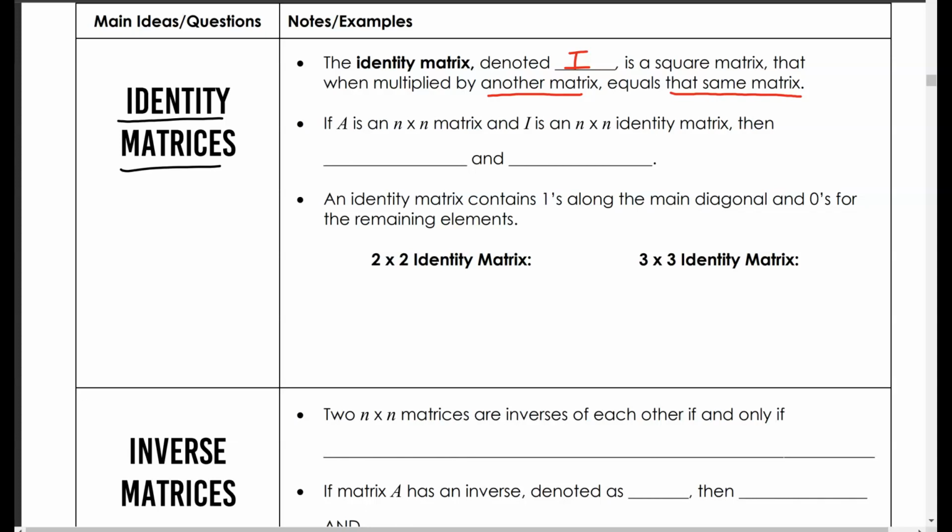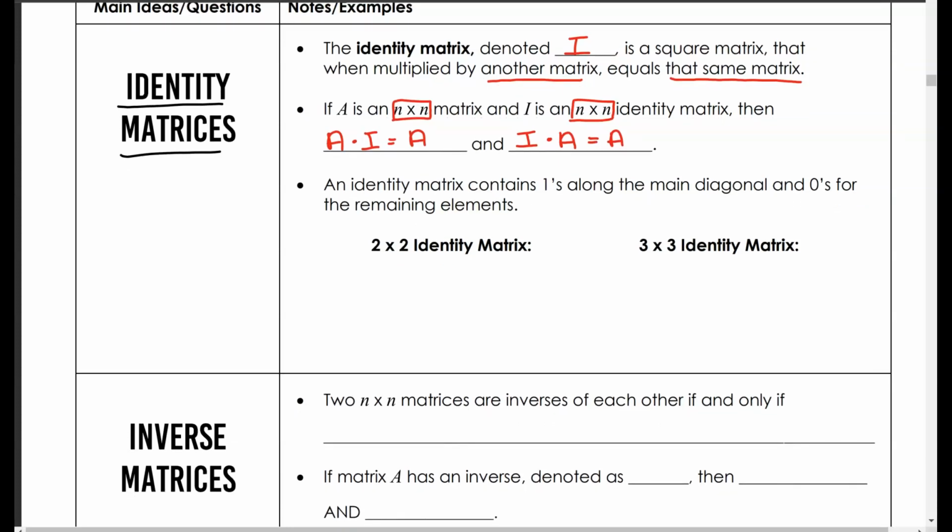So if A is an n by n matrix and I is an n by n identity matrix, then we have the following property, that A times I gives us that original matrix A. Remember, multiplication is not commutative. However, with the identity matrix, we do have the fact that I times A still equals A.